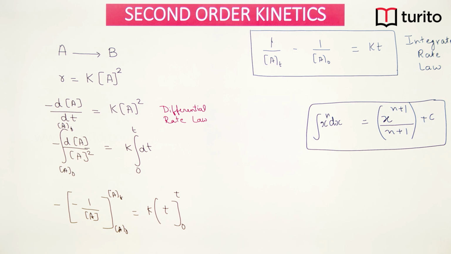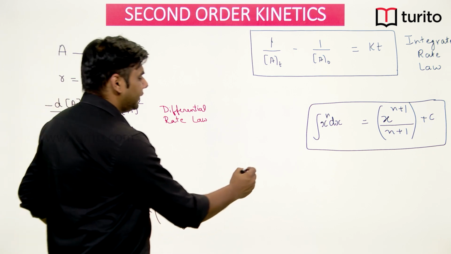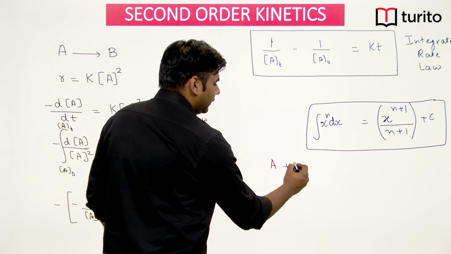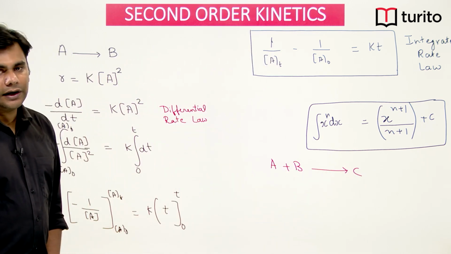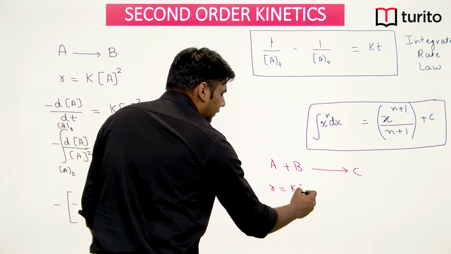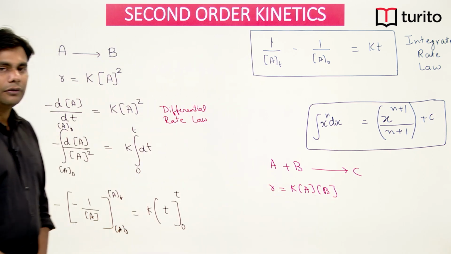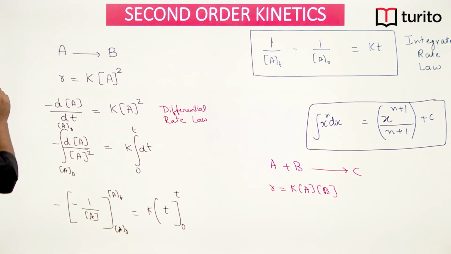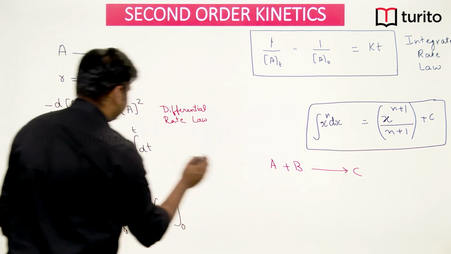So this is a second order reaction with respect to a single reactant. We can also have two reactants, something like this: A plus B is changing into C. Suppose this has been given to you as a second order reaction. So we'll say that the rate of this reaction is K into concentration of A raised to power 1 into concentration of B raised to power 1. For this also we can derive, so we'll just do the derivation for this as well.